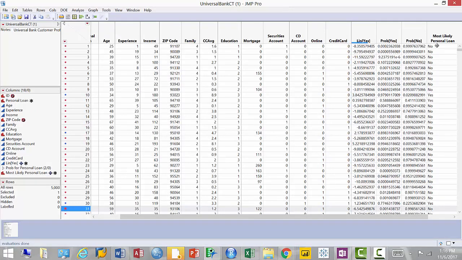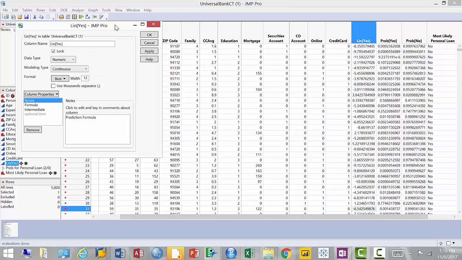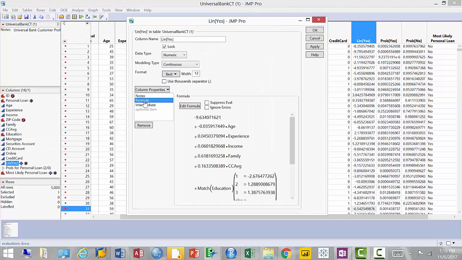So there is a column Lin, which stands for the linear part of my logistic regression. And then based on this Lin, it predicts the probability of yes, or probability of 1. Then probability of no, or probability of 0, and also, based on these two probabilities, how do we classify this observation? Is it a 1 or is it a 0? So let's take a look at this linear part. I'm going to double click on the column and then ask for the formula. So here is basically my formula.